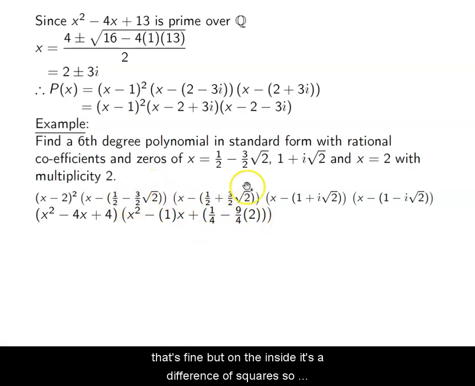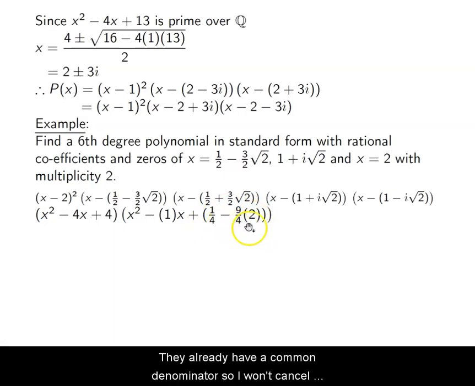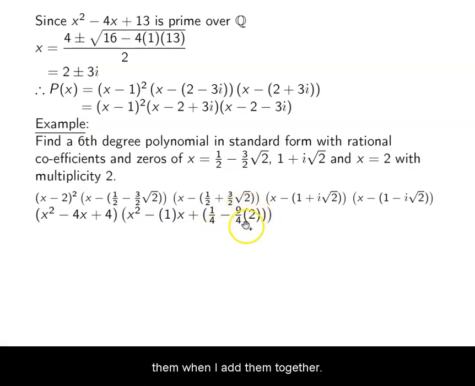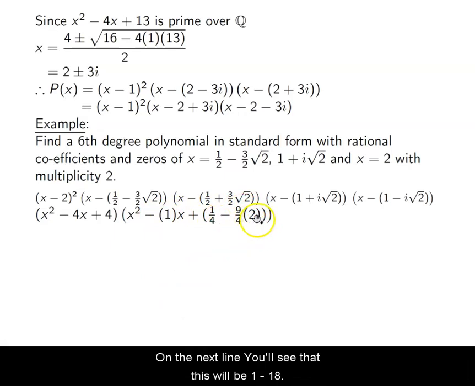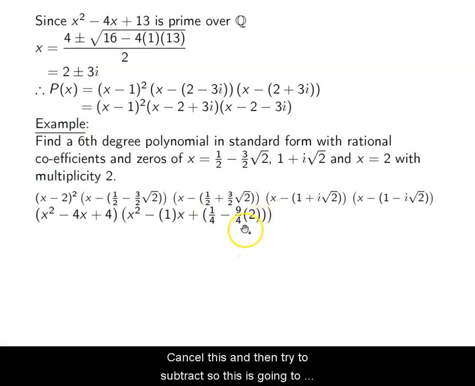But on the inside, it's a difference of squares. So I square the first term, which is 1/2. 1/2 squared is 1/4. And then I square the last term, and I subtract them because it's a difference. And so that gives me 9/4 times root 2 times root 2 is 2. So then those will cancel, and I can add these together, right? So they already have a common denominator, so I won't cancel them when I add them together. On the next line, you'll see that this will be 1 minus 18/4, right? So I can write this as negative 17/4. It'll be easier to write that than it will to cancel this and then try to subtract.